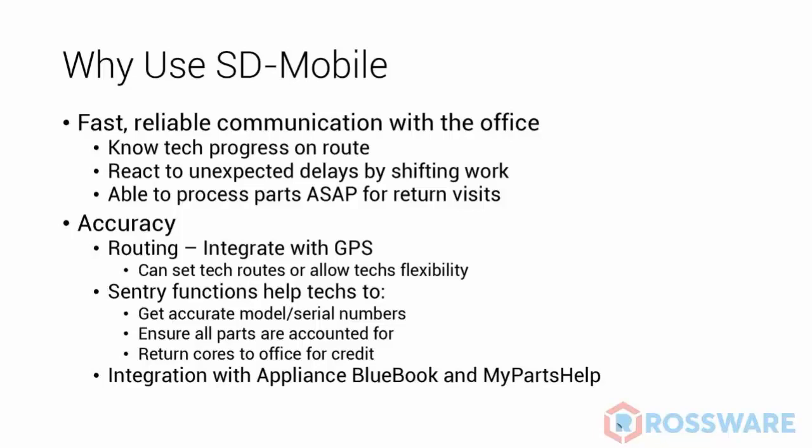Then there's the Sentry functions, and the Sentry functions are going to help you make sure that you get accurate model and serial numbers. They're going to ensure that all parts are accounted for. And another thing that's super important is it's going to help you make sure that any cores that the technicians use get returned to the office for credit. And then the next thing that's going to be really helpful for accuracy and for your bottom line is the integration that we provide with Appliance Blue Book and My Parts Help.